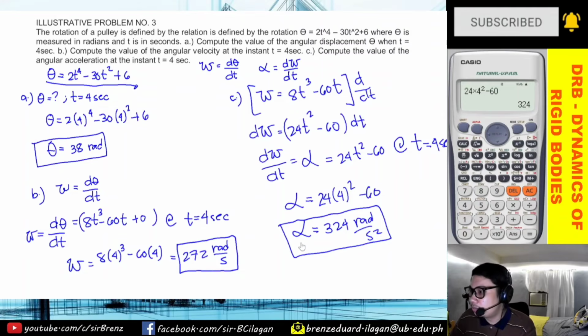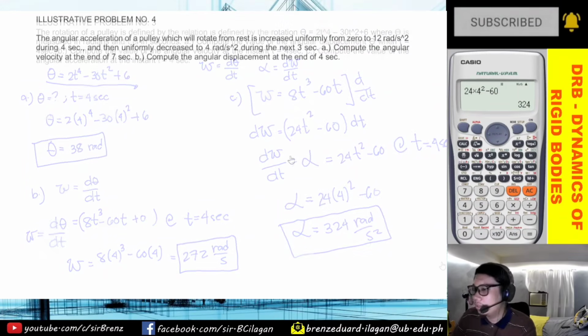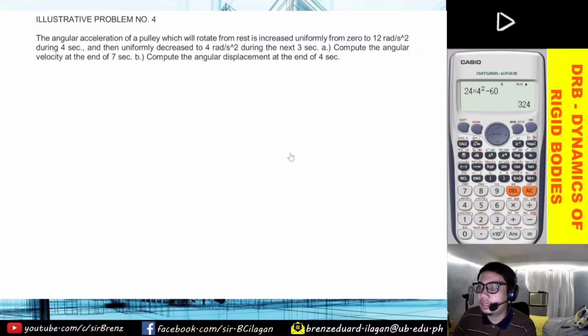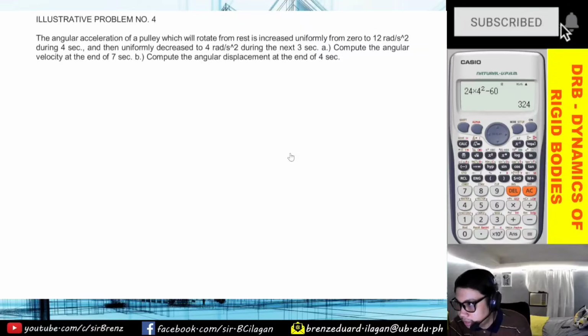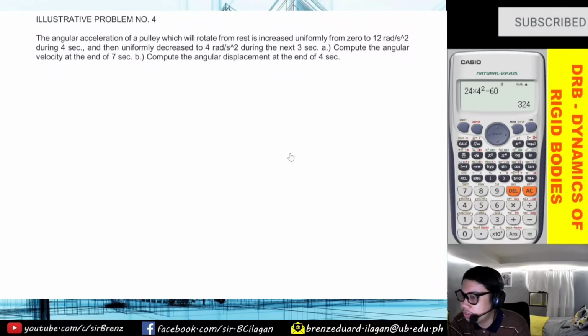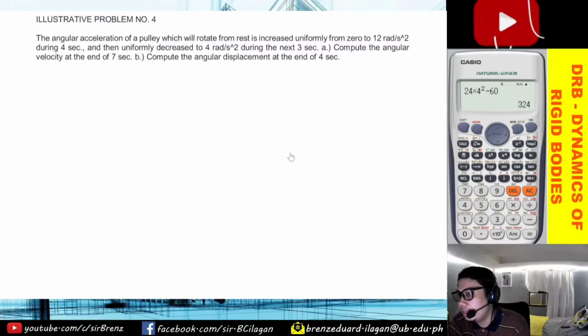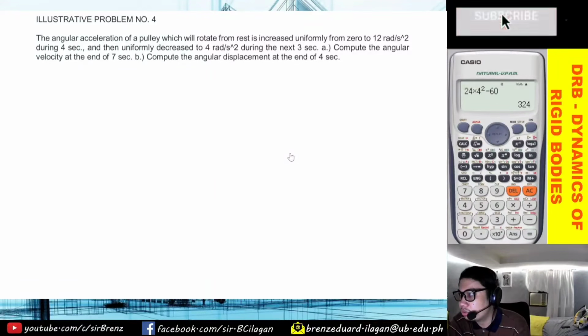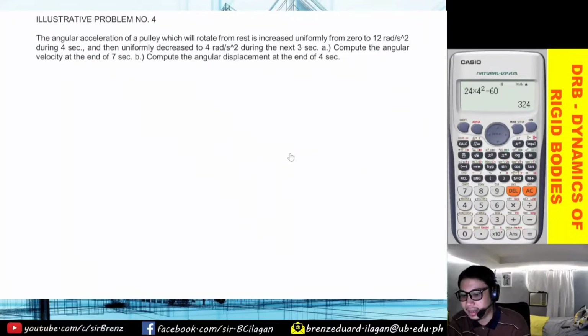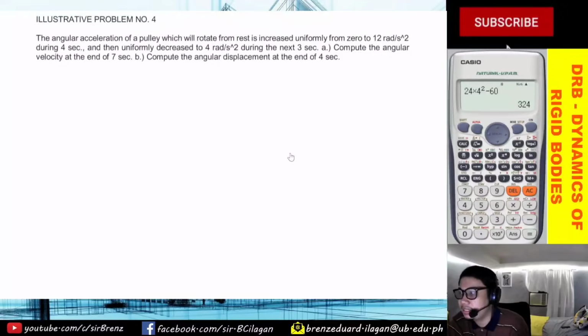Okay, so let's proceed with the next problem. For problem number 4, basahin natin. The angular acceleration of a pulley which will rotate from rest is increased uniformly from 0 to 12 radian per second squared during the 4 seconds, and then uniformly decrease to 4 radian per second during the next 3 seconds. Compute the angular velocity at the end of 7 seconds. And for letter B, compute the angular displacement at the end of 4 seconds.